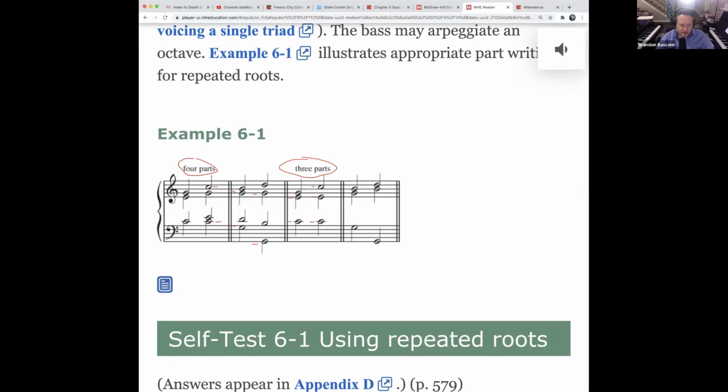Okay, in this example, we have a root and a third, so we've omitted our fifth. And here we have a root, a third, and a fifth. So all 3 parts are there. Totally fine. Followed our spacing rules. Everything's groovy. Questions, comments, concerns?